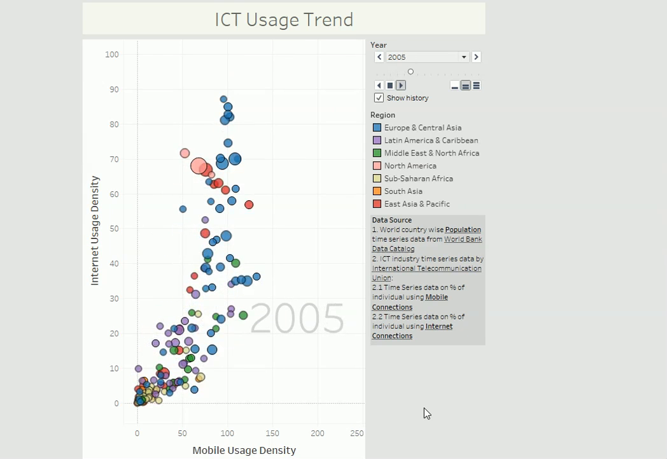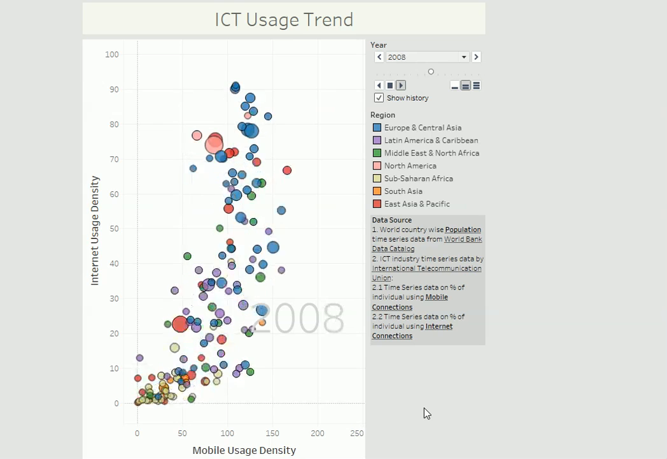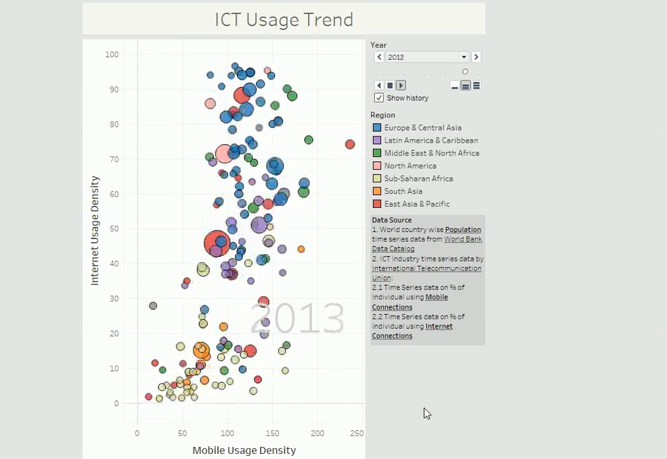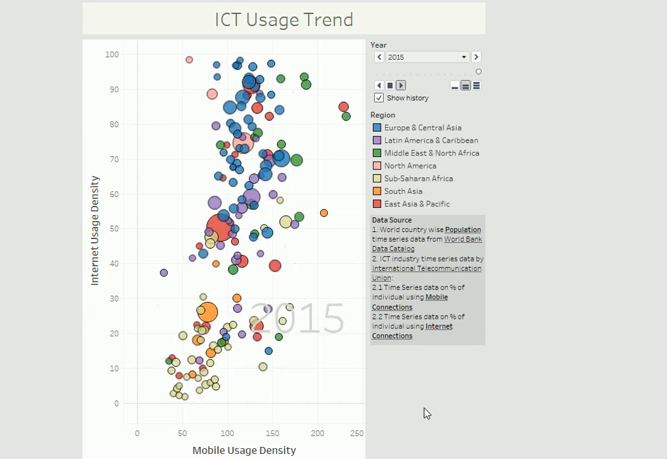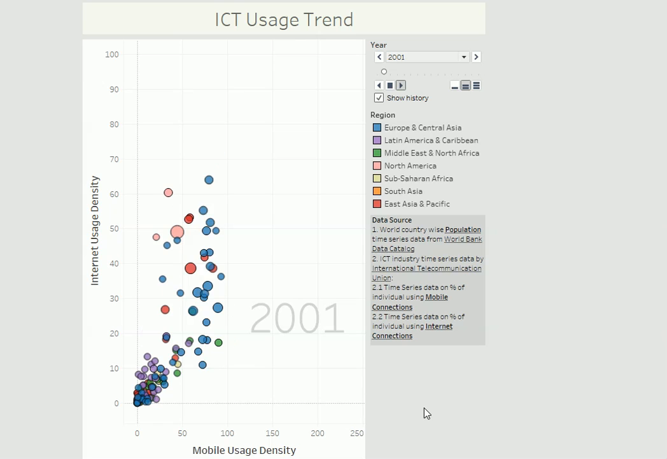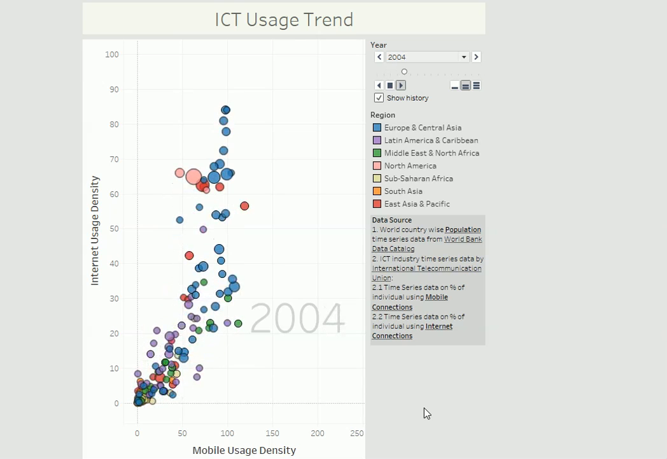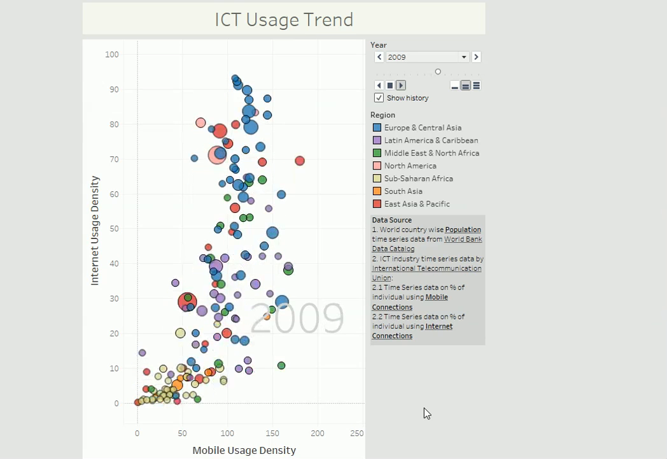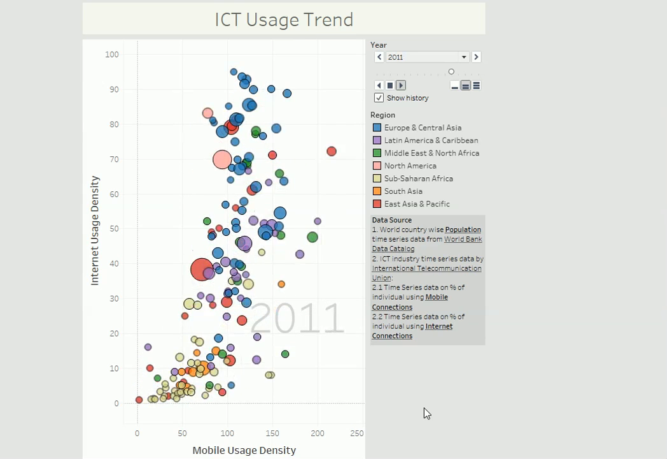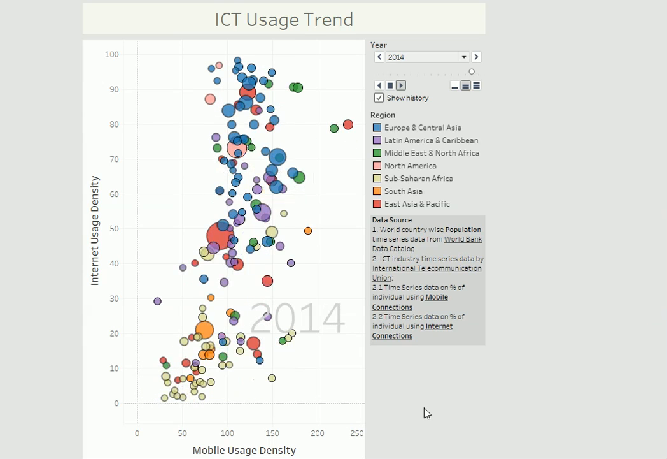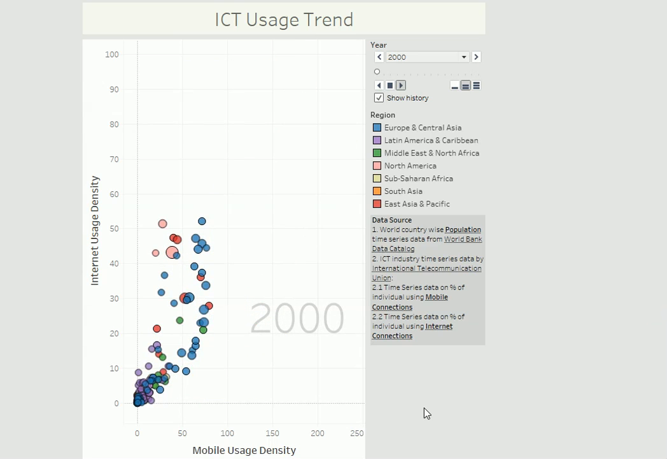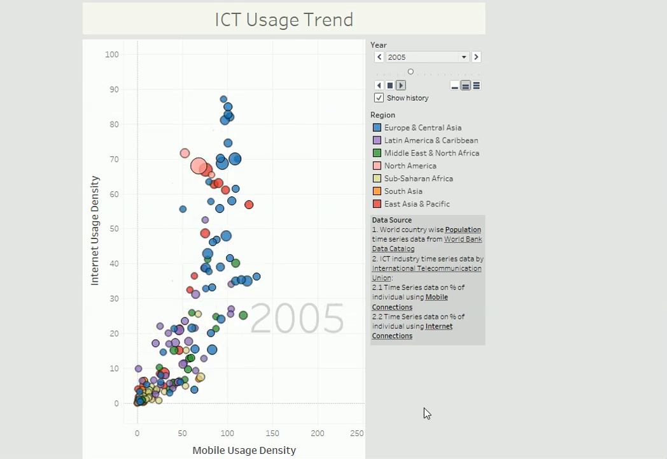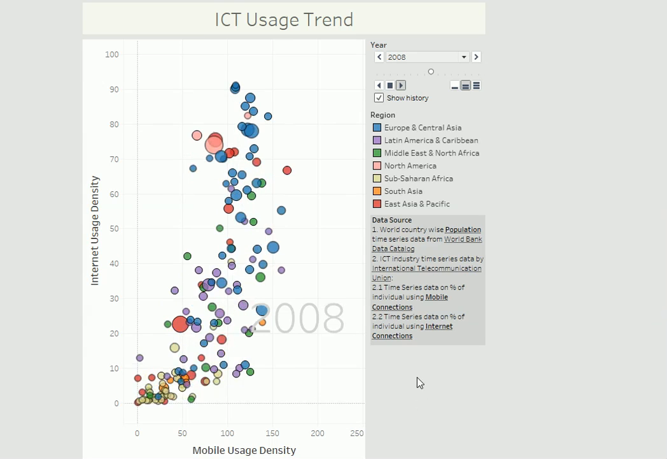What you are seeing on this graph is, on the x-axis you have got the mobile usage density. That means the number of people having a mobile connection in different years starting from 2000 to 2015 for all the countries across the globe. And you have on the y-axis the internet usage density, that is the number of people having an internet connection between the year 2000 to 2015, for different countries across the globe.